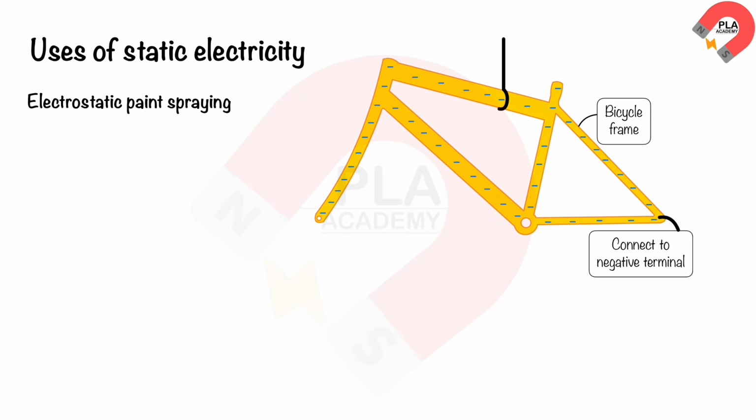Uses of static electricity. Electrostatic paint spraying. Painting an awkwardly shaped object, such as a bicycle frame, with a spray gun can take a long time and use a lot of paint. Using electrostatic spraying can make the process much more efficient.